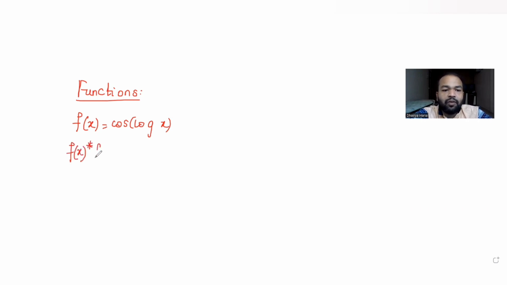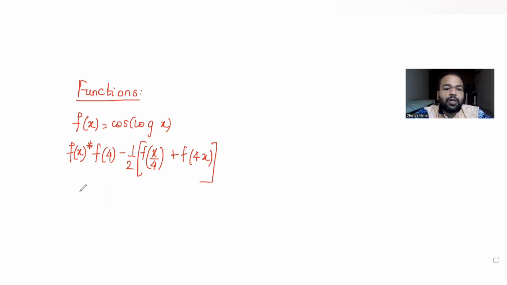Let's see today's question. So today's question is from the topic of functions. And in this question, we have been told that f of x is nothing but cos of log x. And after giving this function, we have been asked to find the value of f of x into f of 4 minus half of f of x by 4 plus f of 4x. So we have been asked to find the value of this entire expression that is given to us.